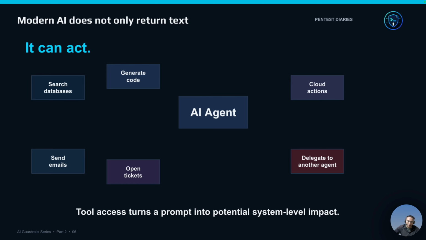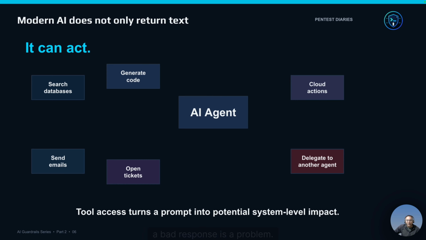Now think about what that means. A prompt is no longer simply influencing text on a screen. A prompt may influence an action, and once an AI system has access to tools, permissions become extremely important. Can it only read information? Can it modify information? Can it send information outside the company? Can it create infrastructure? Can it execute code? Can it approve something? These are very different levels of risk. The moment tool access is introduced, a prompt can potentially translate into a system-level impact.